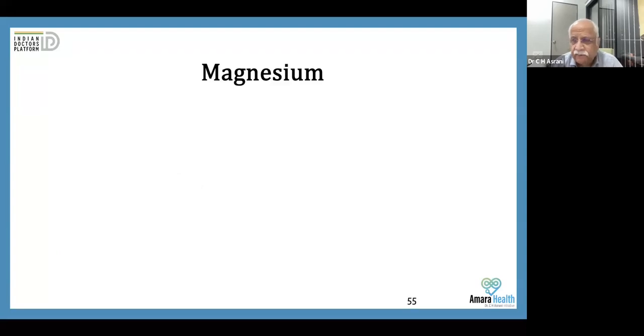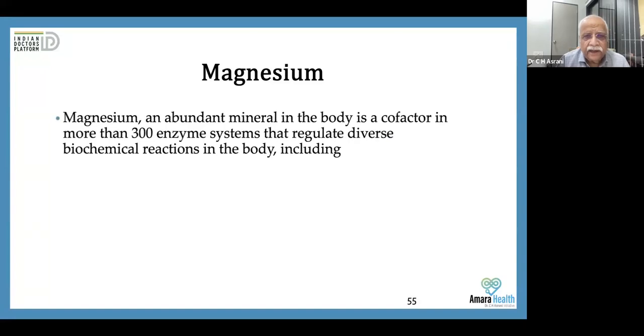Coming to magnesium, again becoming very important nowadays. I have a collection center in my clinic, so we see a lot of patients lately inquiring, do we need to be fasting for the magnesium test?